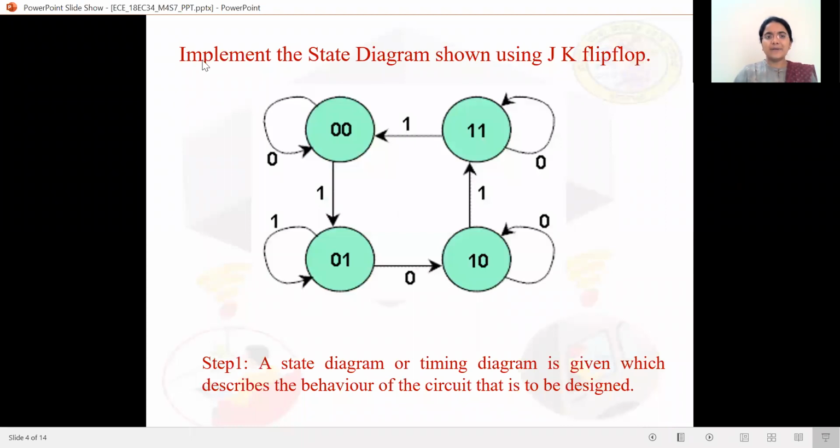Let us consider one example. Implement the state diagram shown using JK flip-flop. This is the state diagram that we are considering. Here, inside the circles, we have the states. We have 4 states here. And the directed arc represents the transition from one state to the other. Here this represents the input, and we do not have any output here. We have only the input section.